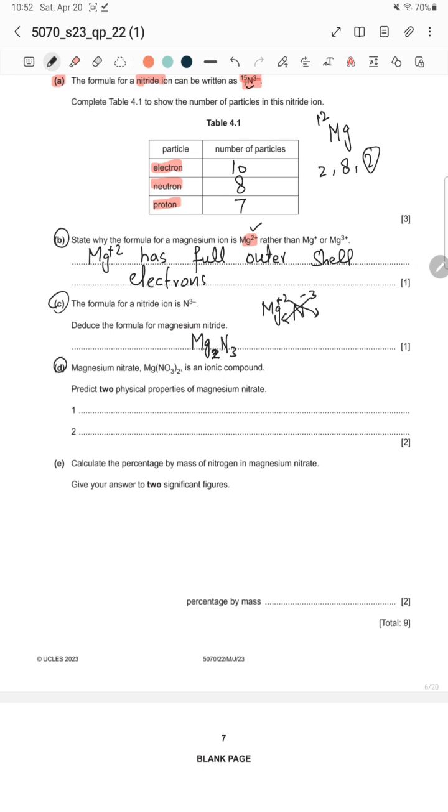Magnesium nitrate is an ionic compound. Predict two physical properties of magnesium nitrate. Physical properties are solubility, boiling point and melting point, and electrical conductivity. Ionic compounds are soluble in water, so we will write soluble in water. And second, it conducts electricity. Ionic compounds conduct electricity in molten and solution form.